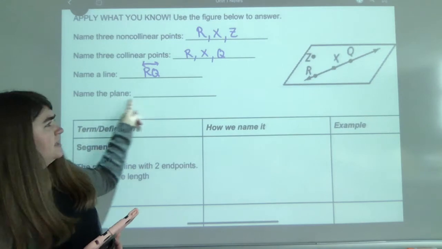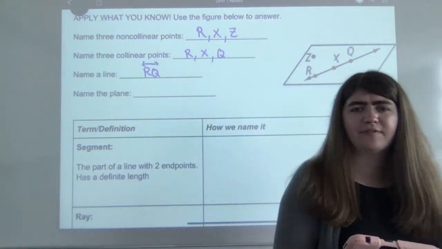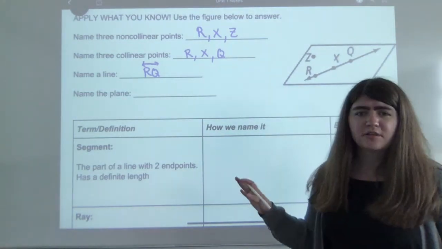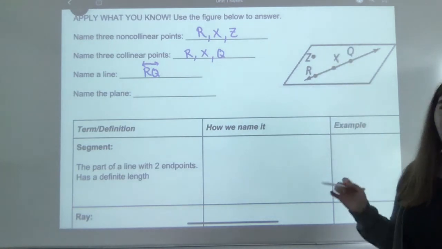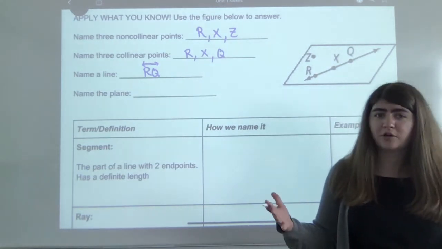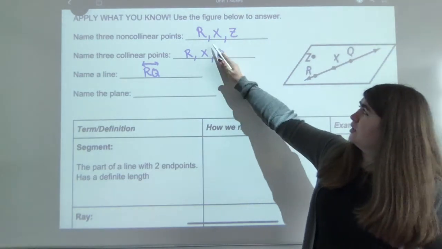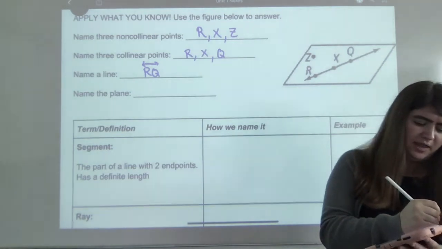Right, now it says to name the plane. As I'm looking at this image, I again don't have a script capital letter, so I have to use my other option, which is to use 3 points that are not on the same line, or as we just learned, those are called non-collinear. So I'm going to take my non-collinear points that I used before, and I'm going to put them right next to each other, and that's how I name a plane.